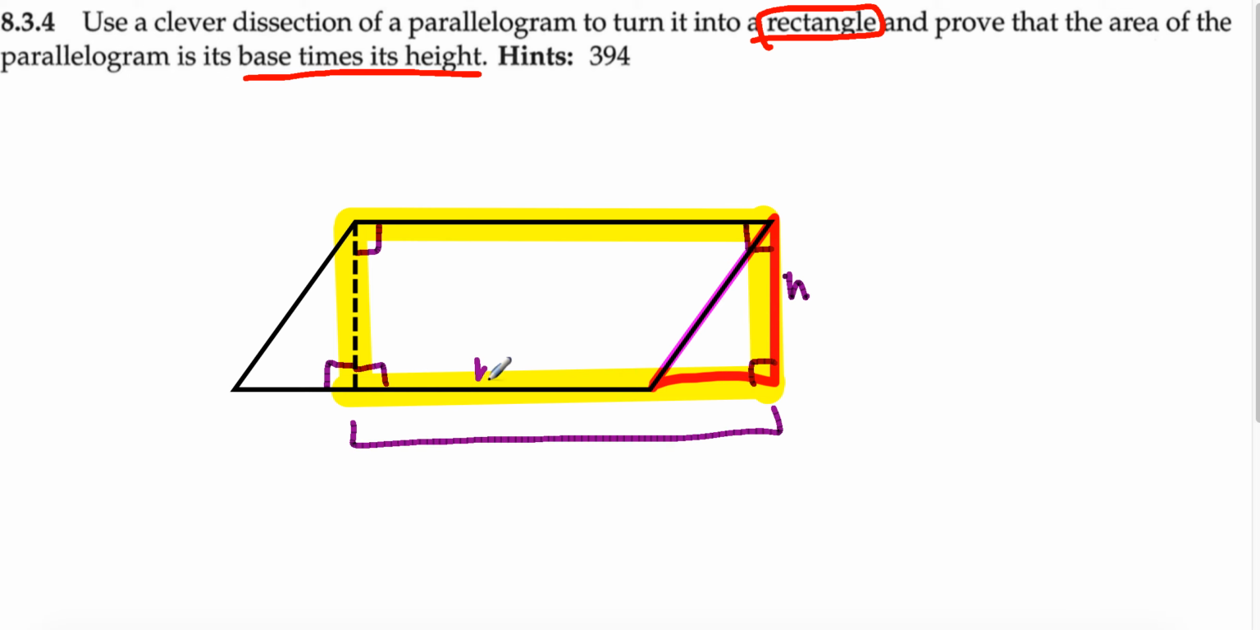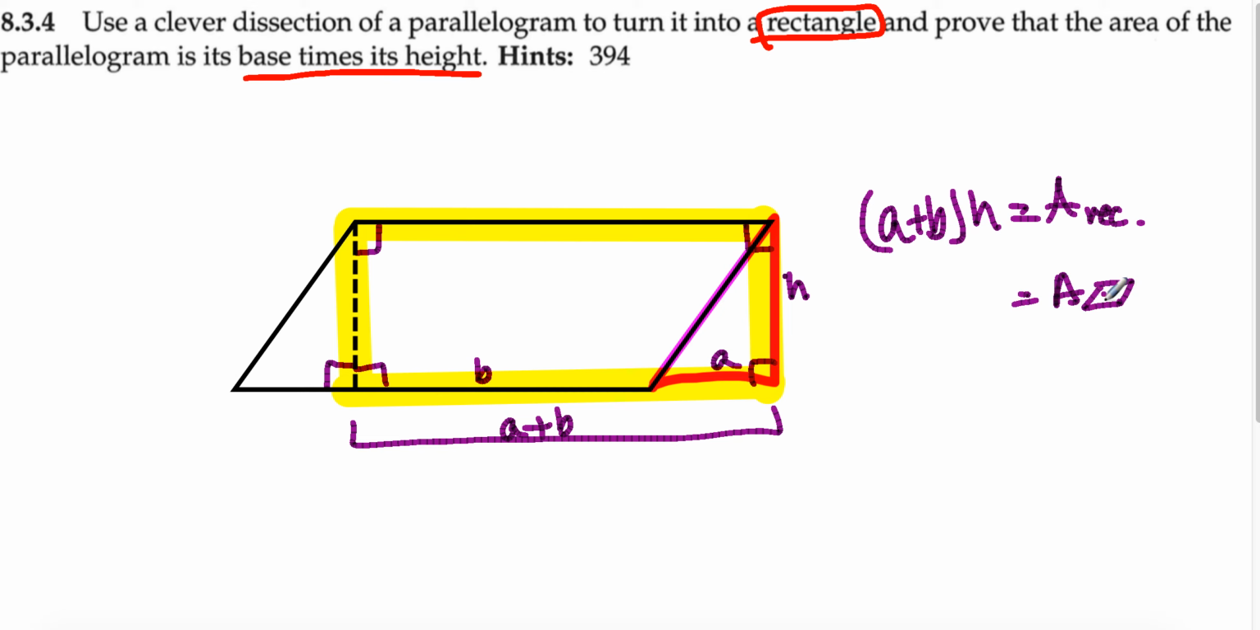Let me call this one B, and this one A. Then A plus B must be our base. But the thing is, the area of the yellow rectangle is the same as the area of the parallelogram, because we found the yellow rectangle by cutting the piece off out of the parallelogram. So therefore, A plus B times the height must be the area of the rectangle, which is also equal to the area of the parallelogram.